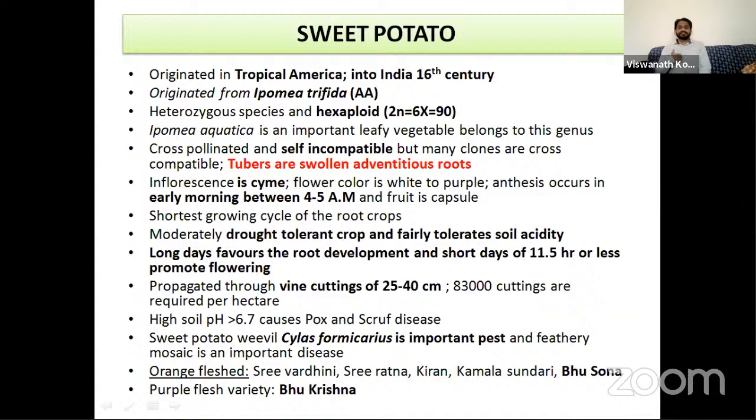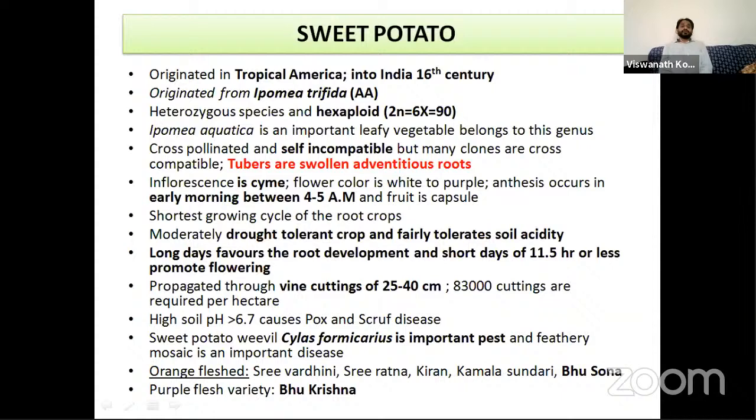Sweet potato originated from Ipomoea trifida. Again, there is a lot of confusion about the origin of the sweet potato, whether it has come directly from Ipomoea trifida or it might have come from natural hybridization between Ipomoea trifida and some unknown species. Sweet potato is a hexaploid, 2n equal to 6x equal to 90. This is the most commonly repeated question: hexaploid crop sweet potato and its chromosome number.